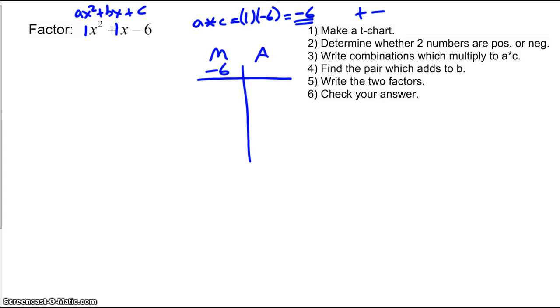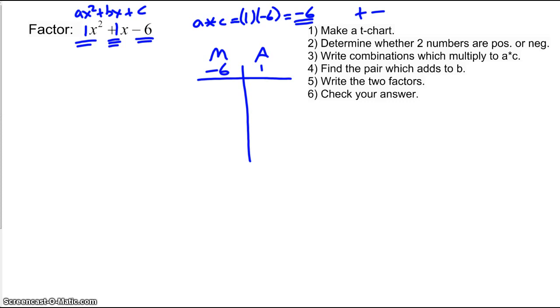Now, the two numbers also must multiply to give me that negative 6. So at the top of my t-chart, I like to put that below the M, M for multiply, negative 6 to remind me that the two numbers must multiply to negative 6. They always multiply to the two outside numbers multiplied. Those same two numbers have to add to the middle number, the coefficient of the middle term, which in this case is a positive 1.